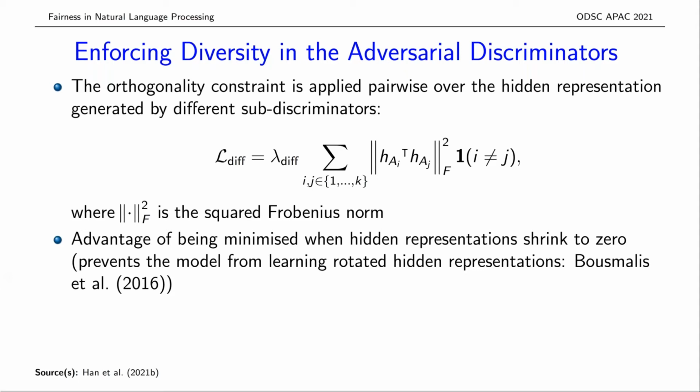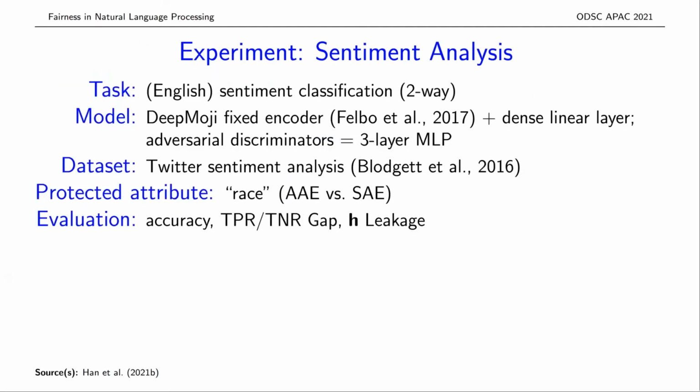And earlier, NeurIPS work had shown that one advantage, in a different context, of this style of orthogonality constraint was that it encourages not just differentiation, but also avoids the possibility of just learning rotated versions of what is largely the same representation.